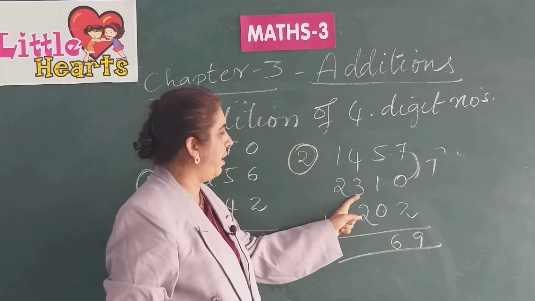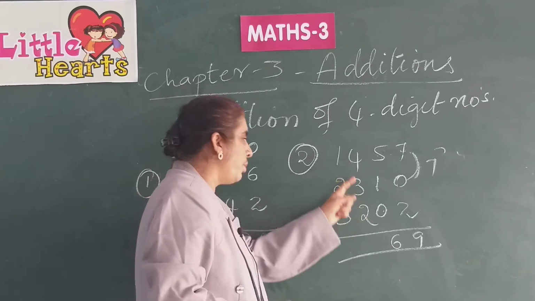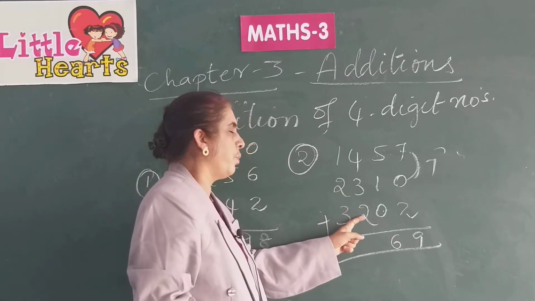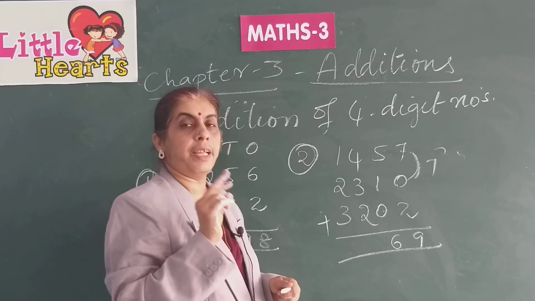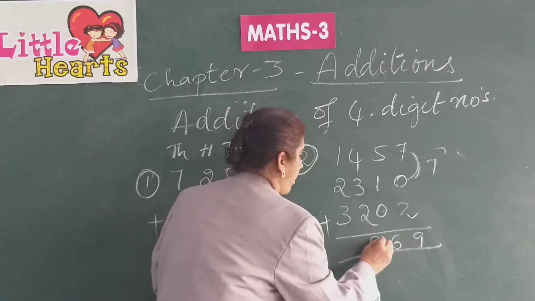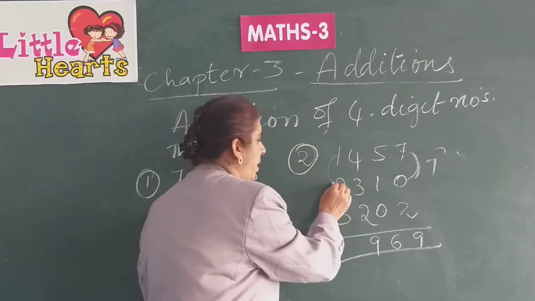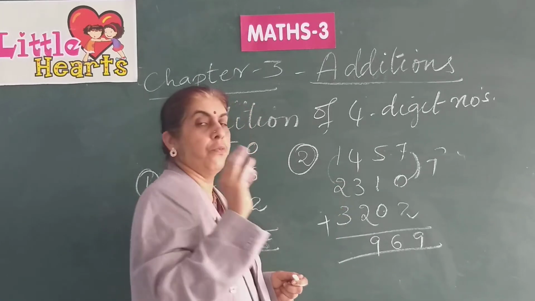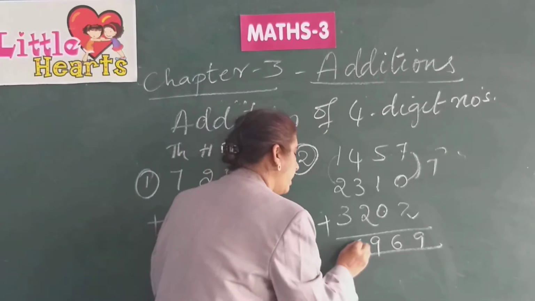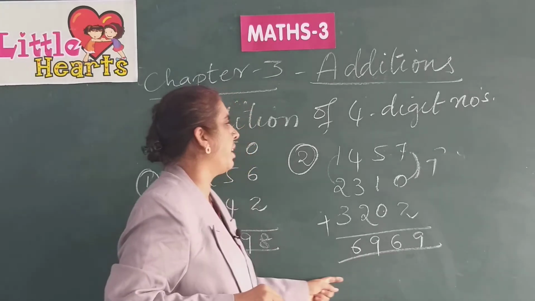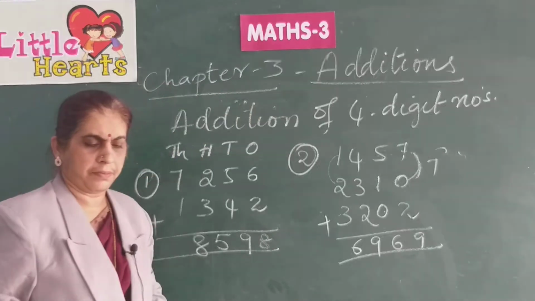4 plus 3, 7. And to this sum we have to add this 2. 7 plus 2, 8, 9. 1 plus 2, 3. 3 plus 3, 4, 5, 6. 6,969 is the answer.